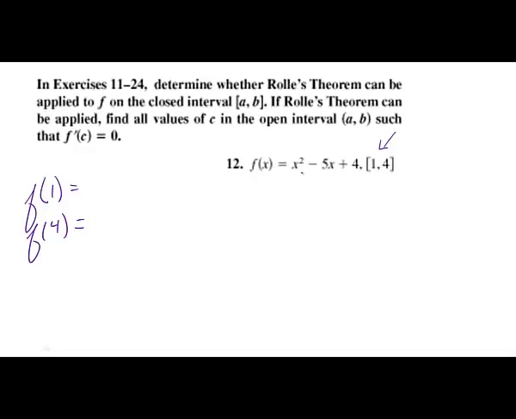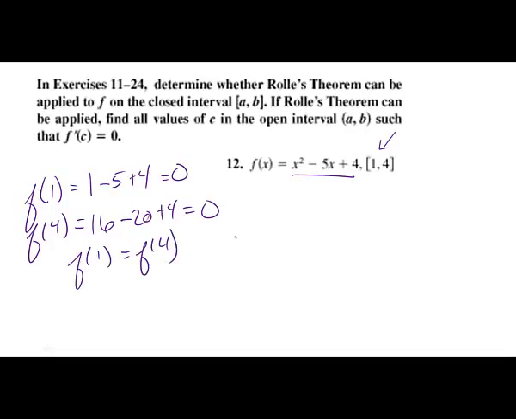So f of 1, I'm plugging into this thing here. What's 1 squared? 1 times -5. So 1 minus 5 plus 4 equals 0. Okay. Putting in a 4. What's 4 squared? 16 minus 4 times -5, 20 plus 4 equals 0. So because they match, am I using Rolle's or mean value? Rolle's. Technically, you're supposed to write this, so make sure you write that down there, Rolle's.